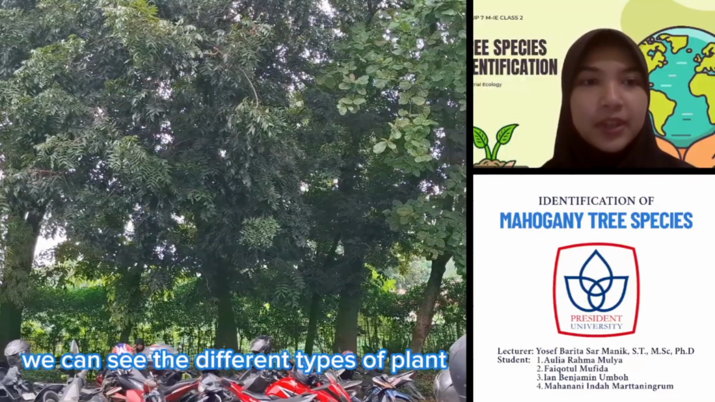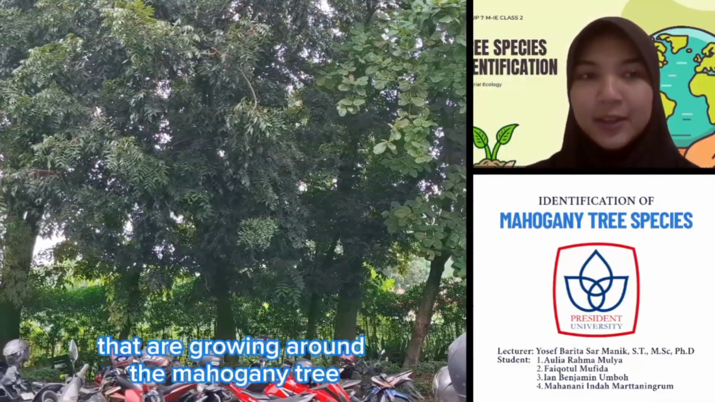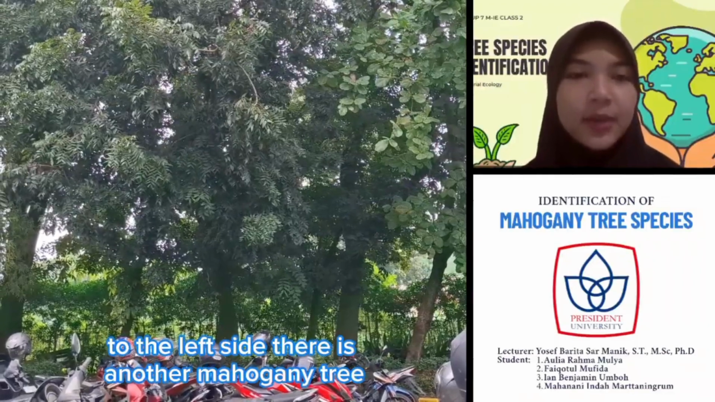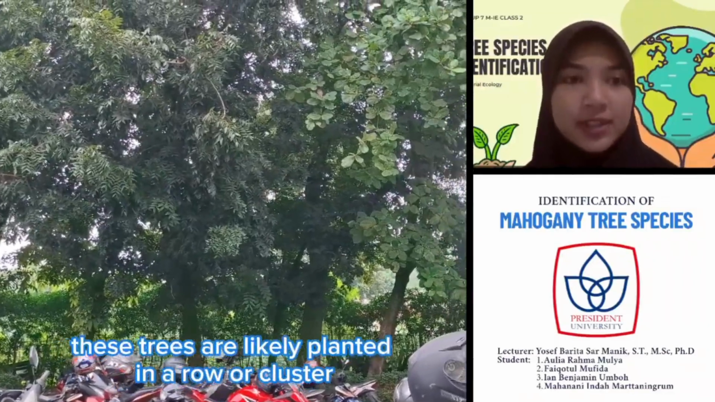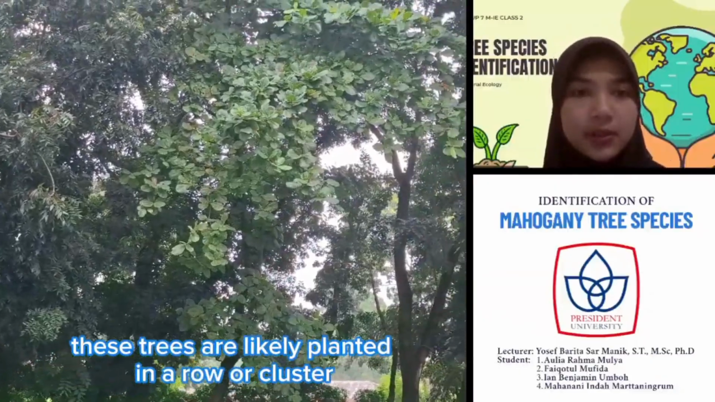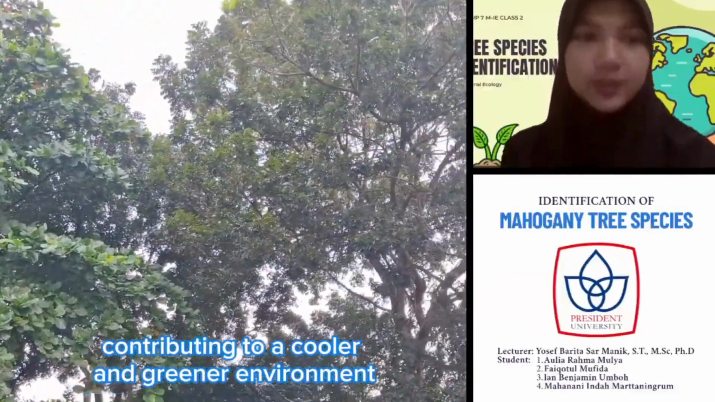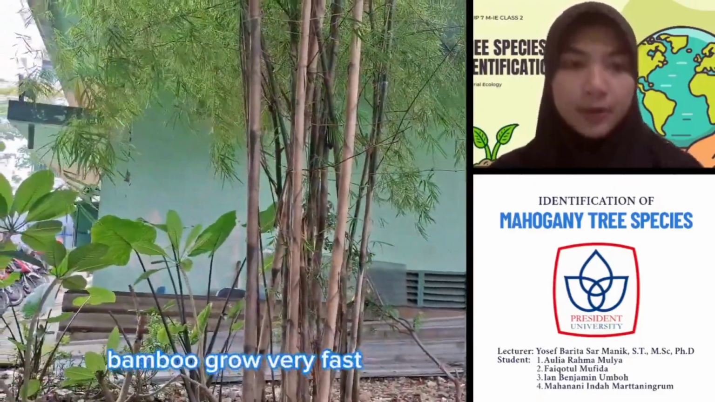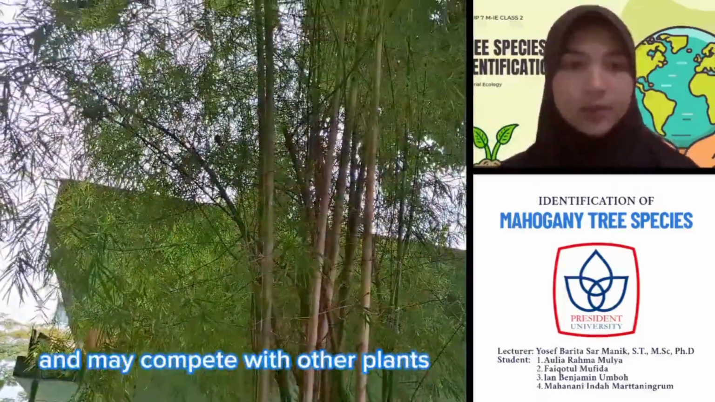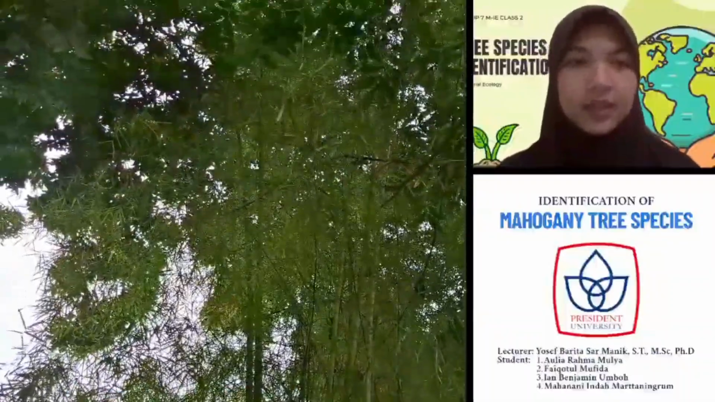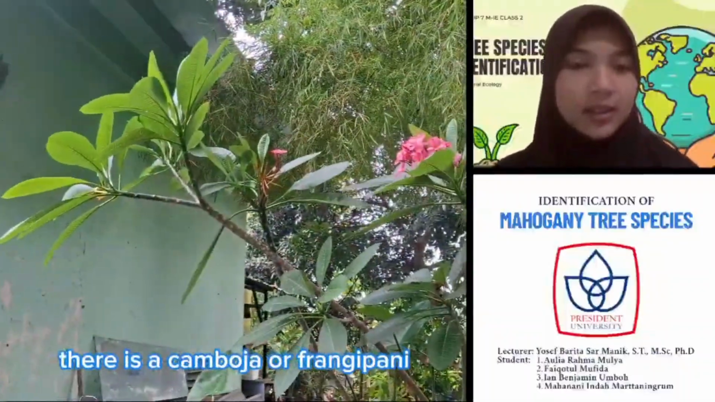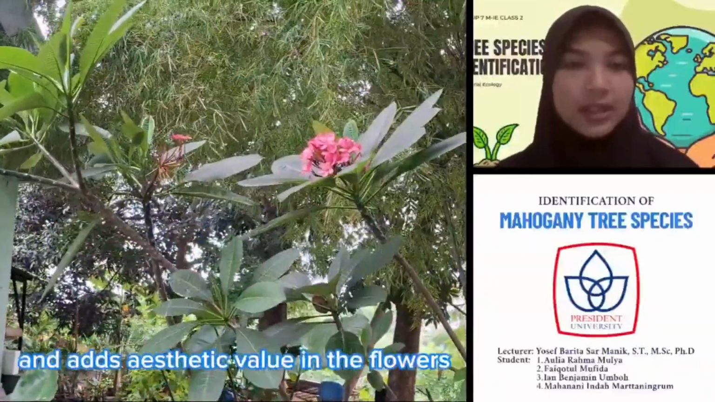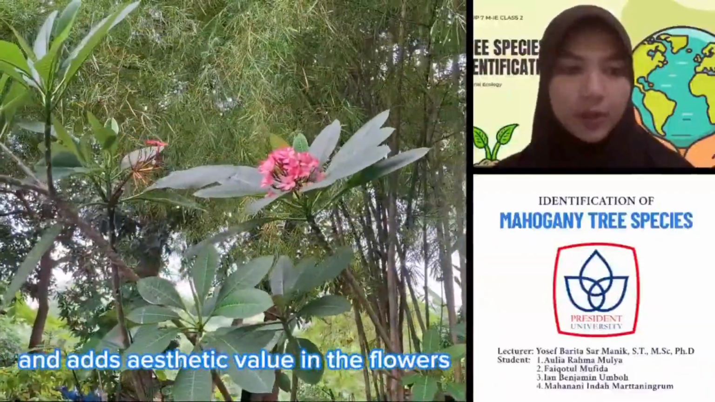Okay, so now we can see the different types of plants that are growing around the mahogany tree. To the left side, there is another mahogany tree, which means these trees are likely planted in a row or cluster, contributing to a cooler and greener environment. Below that, we can see bamboo. Bamboo grows very fast and may compete with other plants for sunlight and soil nutrition. Then, closer to the ground, there is a plant commonly found in tropical areas that adds aesthetic value with its flowers.